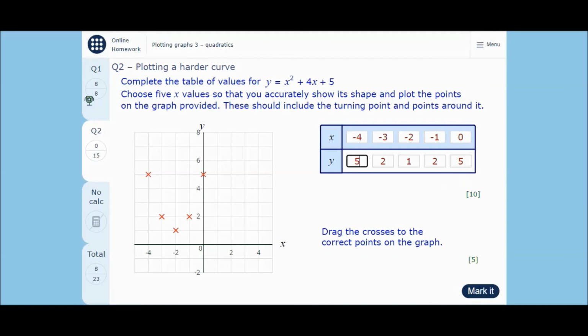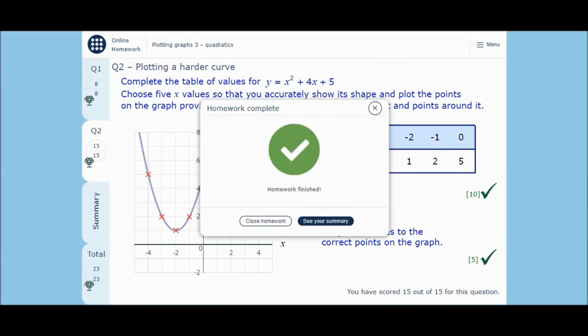Again, if I'd gone -5 and put that in the equation, my top value would have been 10. So there are only 5 values that you could put in here that would work for this question. Looking at the question, 10 points for working the value out, 5 points for plotting it correctly. Just click on mark it, and again homework finished, and you can see we've got 4 marks.